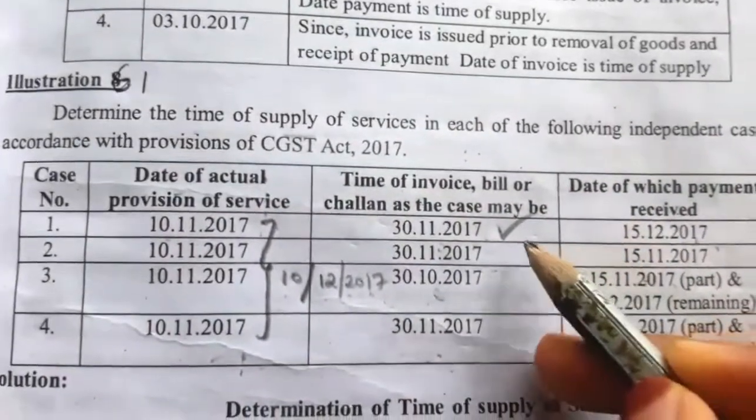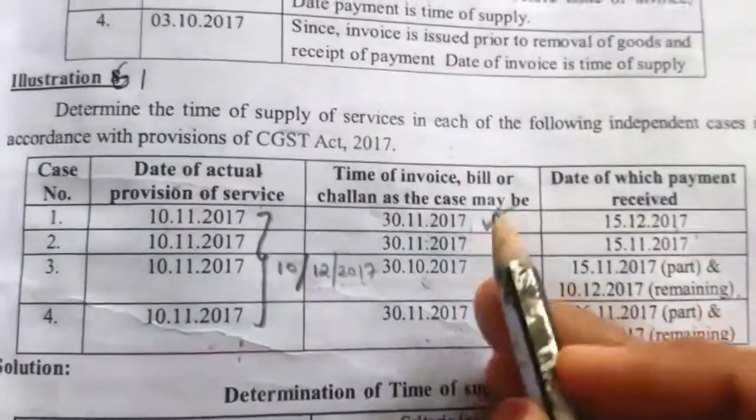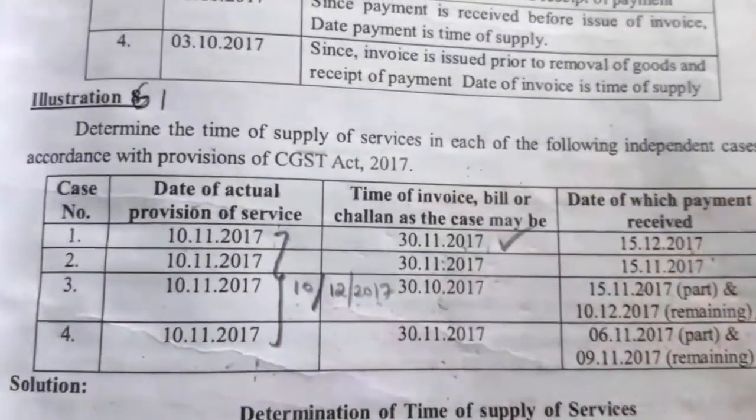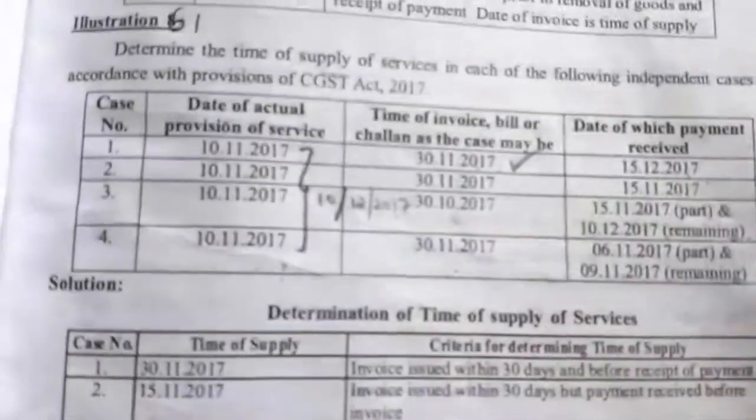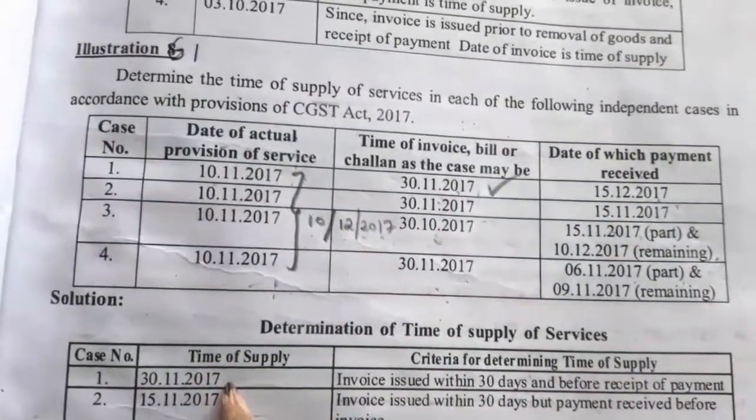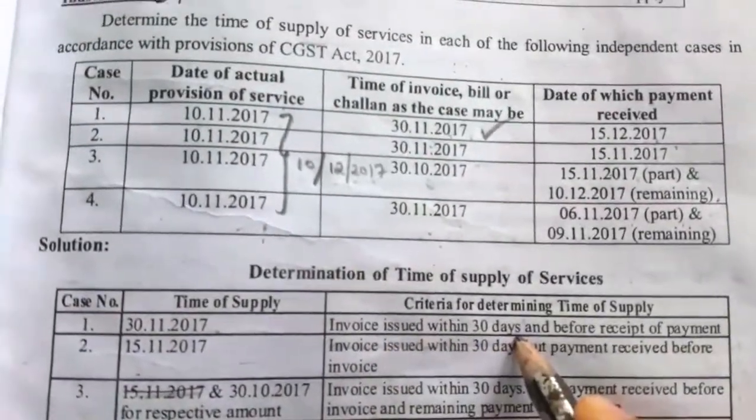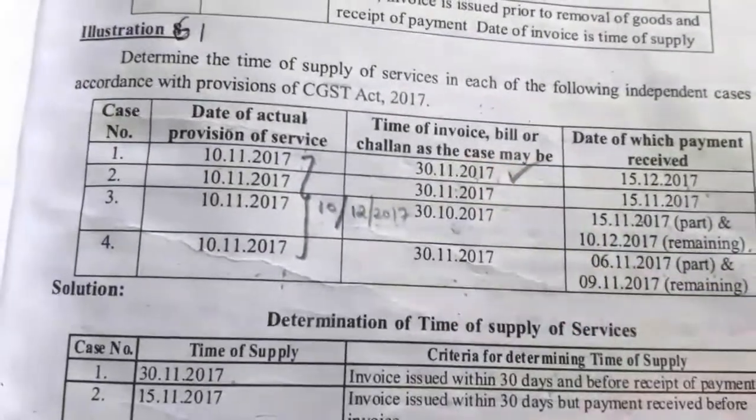So for the first case, 30th 11 2017 is a date, the time of supply of services, and the criteria will be the time of invoice. So while writing criteria, we have to write one more sentence, that 30th 11 2017 is the time of supply. So we have to take this heading here, invoice is issued within 30 days. So criteria taken is time of invoice.